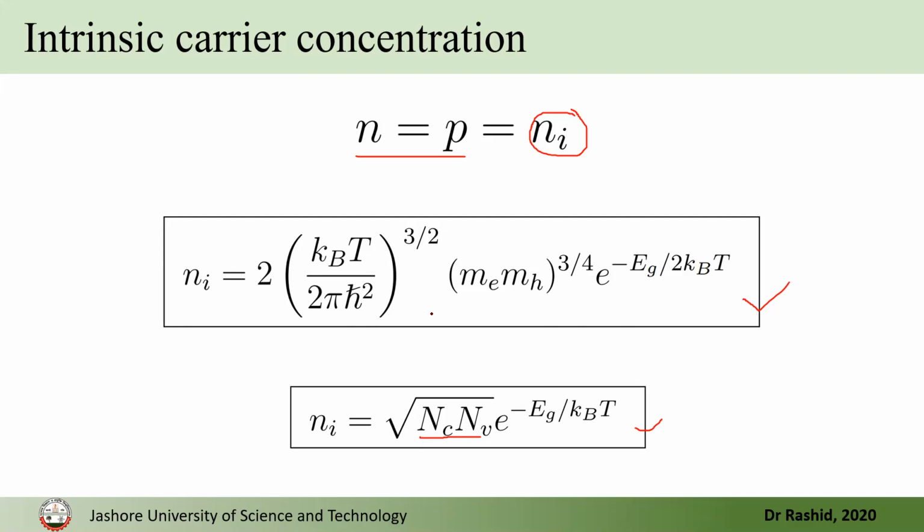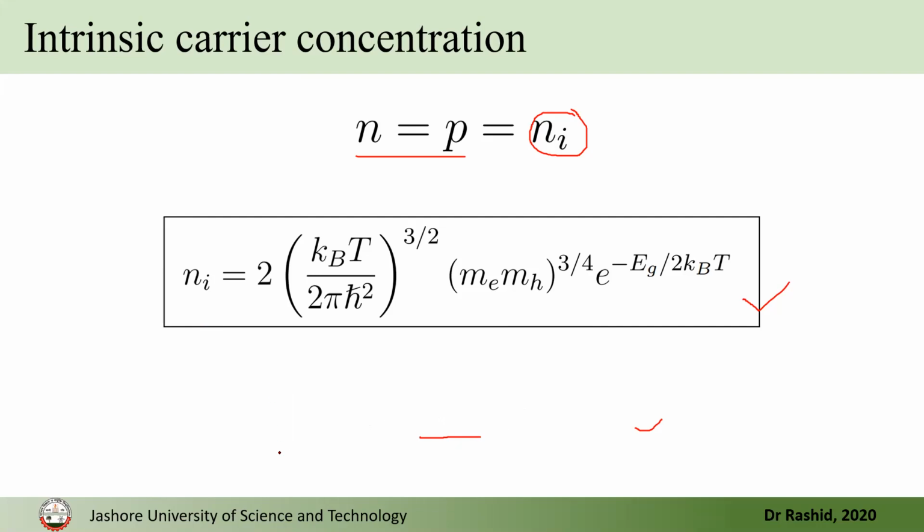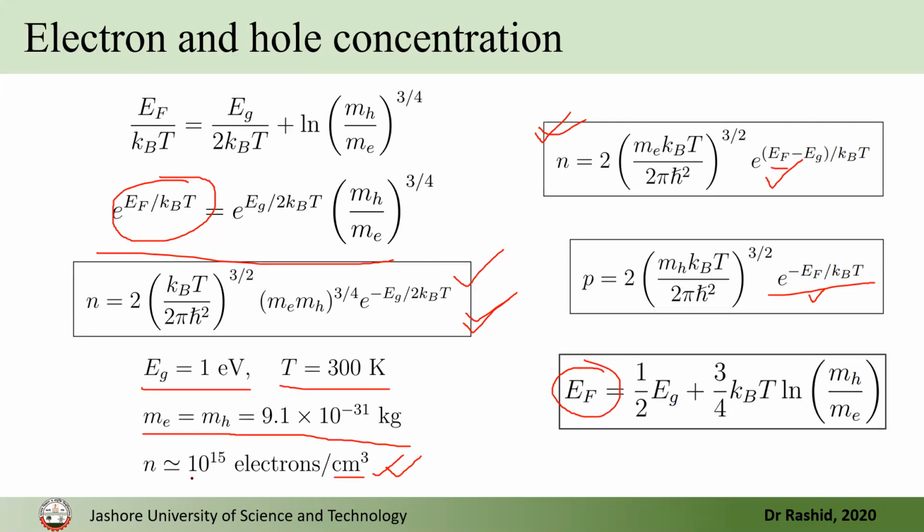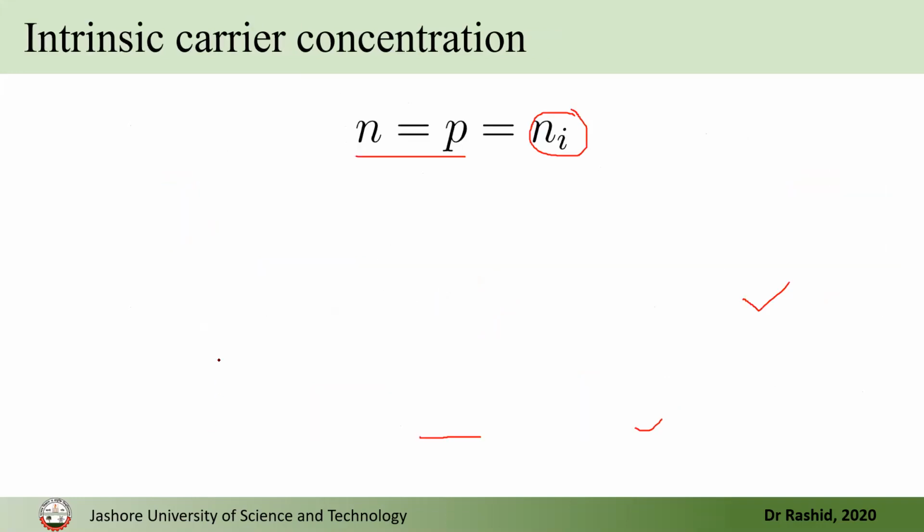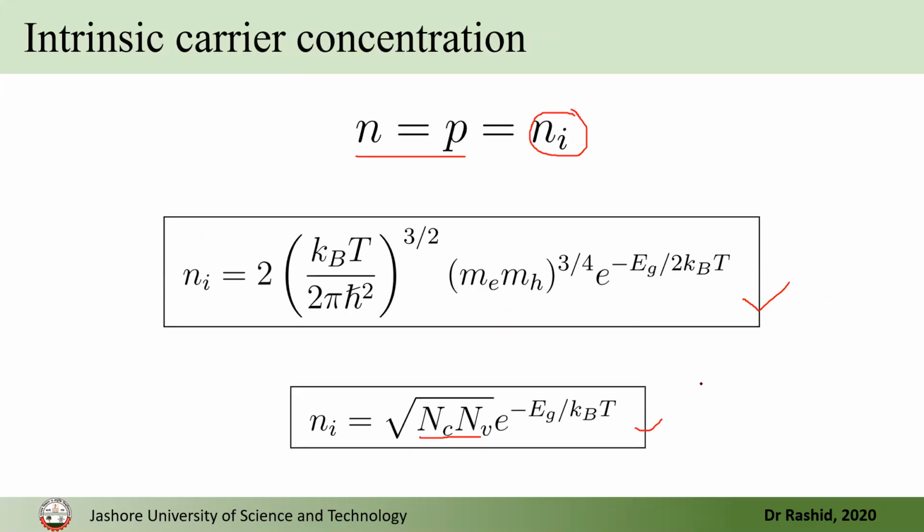Now, if the doping is very small, this still holds, because you can see the number of carriers is 10 to the power 15 per centimeter cube. So if your doping is much less than this number, then this is actually high compared to the doping. So this expression still holds.